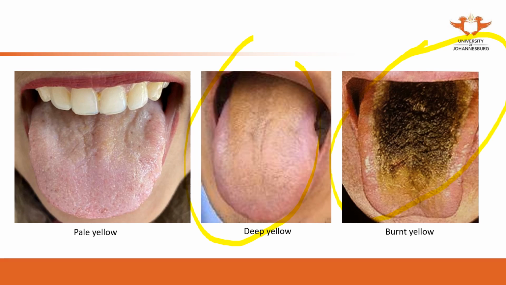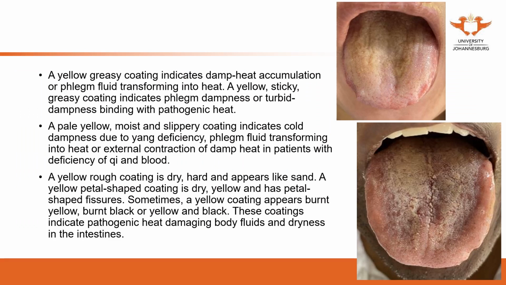Thick yellow and black coating. You also can say it is dry, depends on what you see from there. A yellow greasy coating indicates damp heat. This yellow coating, this one also yellow. So slightly yellow, pale tone, also pale tone. When you see a pale tone with a yellow coating, the pale tone indicates the cold condition. The yellow coating indicates the heat condition.